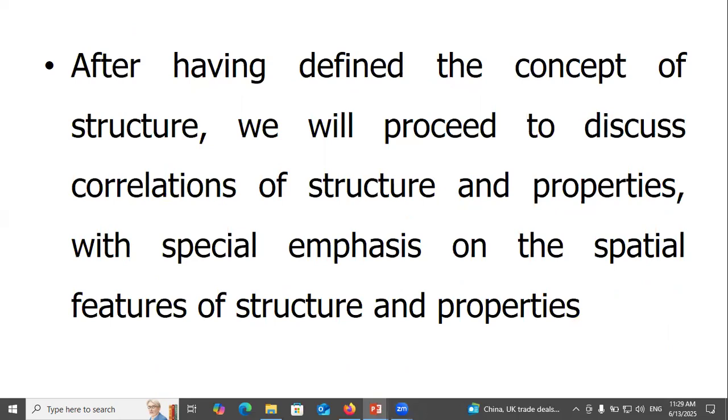After having defined the concept of structure, we will proceed to discuss the correlation of structure and properties with special emphasis on the special features of structure and properties.